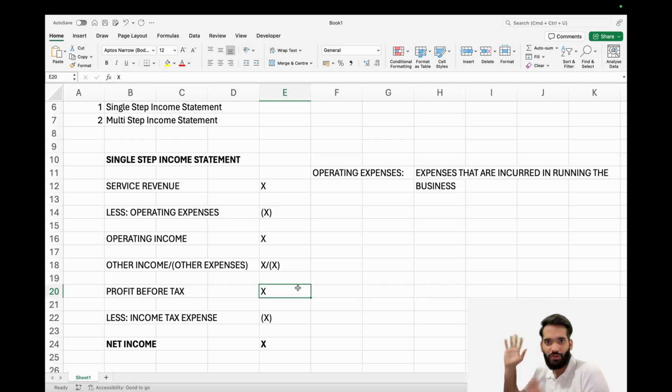Probably the business should close down and they should just do the side things, just make that money. So yeah, that's kind of what the single step income statement is. And now in the next video we'll talk about the multi-step income statement.